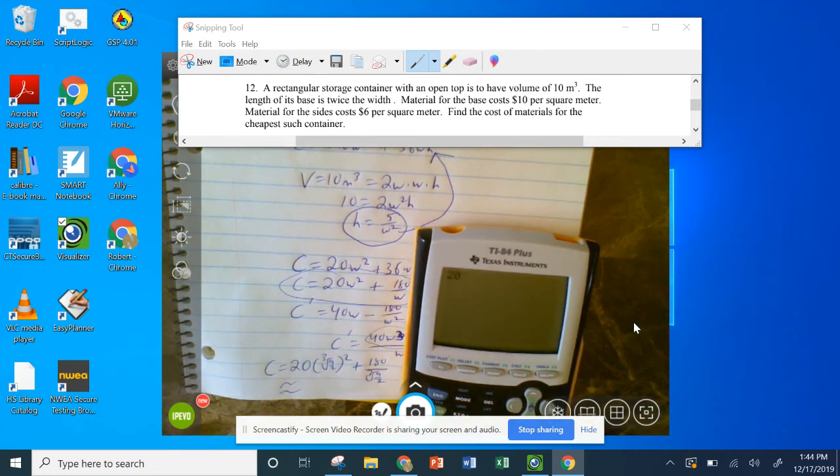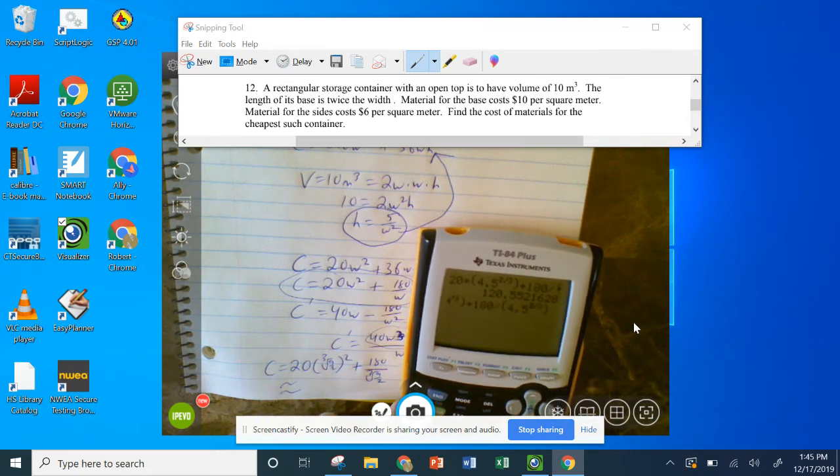20 times the cube root of 9/2 squared, so that's 9/2 to the 2/3, which is 4.5 to the 2/3. There's the first part, plus 180 divided by just the cube root of 9/2. So 4.5 to the 2/3, no, I'm sorry, that should just be 1/3. Let me fix that. The other one was 2/3. This one is just the cube root of 9/2, and the other is the cube root of 9/2 squared. So this should just be 1/3, and I get 163.54.